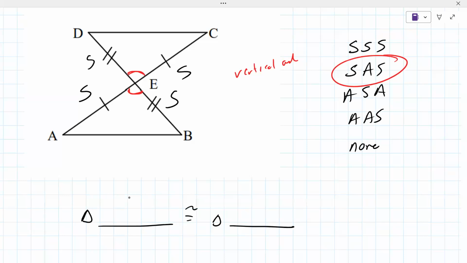Okay. DCE is congruent to BAE. Sorry, DCA is congruent to BAE. One more time. DCA, BAE. Yeah, that works. Okay. So there's actually more than one way to do it.